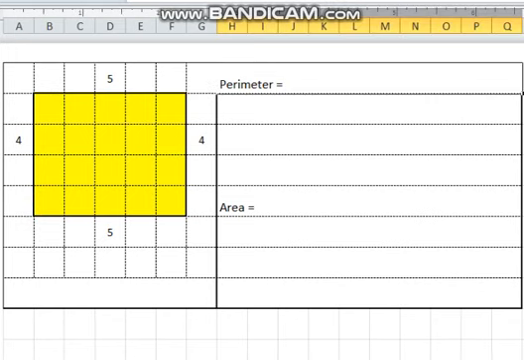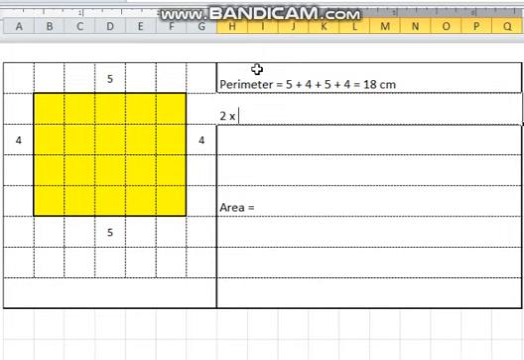How to do the perimeter? You can do it by adding all the lines over here. 5 plus 4 plus 5 plus 4, and this is 18 centimeters. Okay, this is how we do the perimeter. Or you can do it like this: 2 times, what you need to do is the length plus the breadth. Okay, so this is the formula to do perimeter.